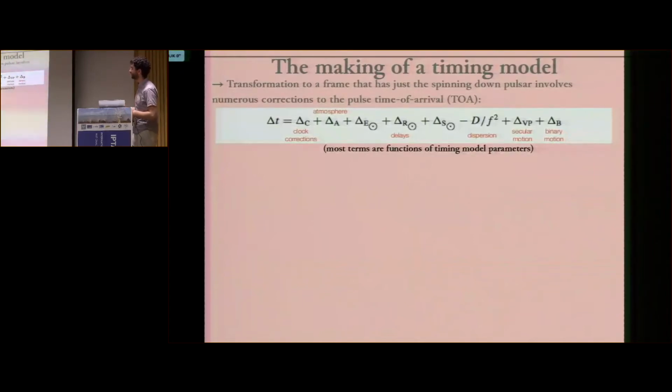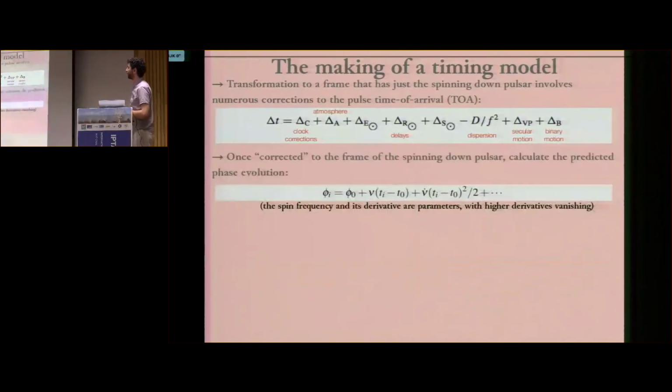But like I said, there are clock corrections. These delays are local to the solar system. This one is that dispersive delay. This one has to do with the secular motion of the pulsar across the sky. So once you've corrected to the frame of just having a spinning down pulsar, then you have that basic equation we wrote down before, and that's the phase evolution describing the rotation of the neutron star. And now you're in the proper frame of reference, so that you can just write it down like this.